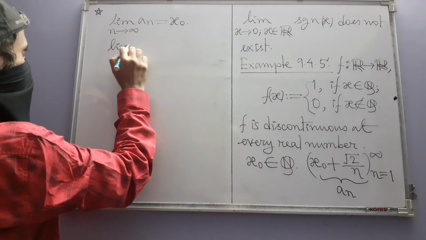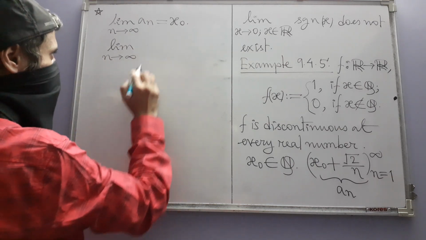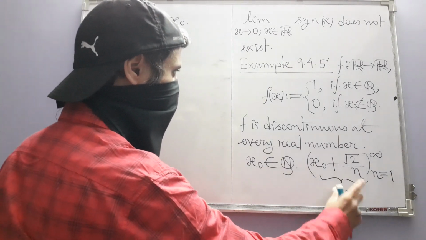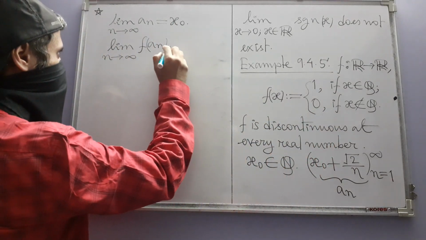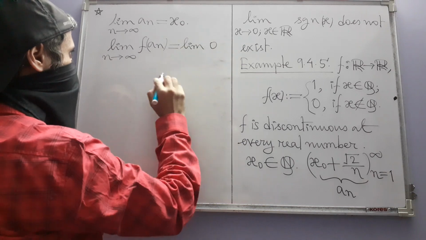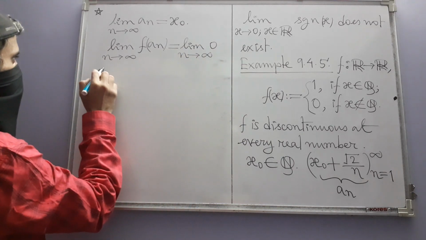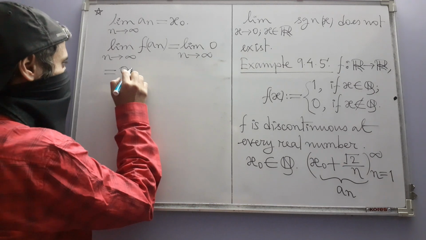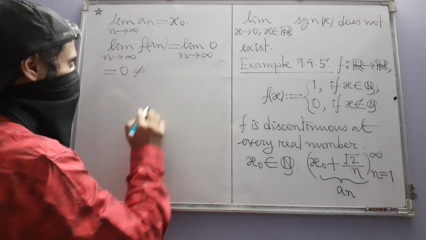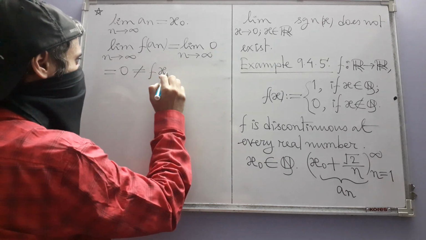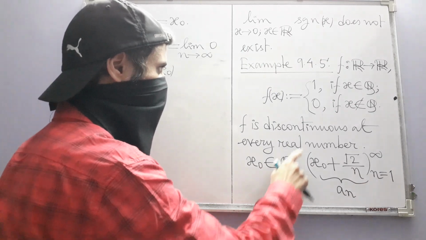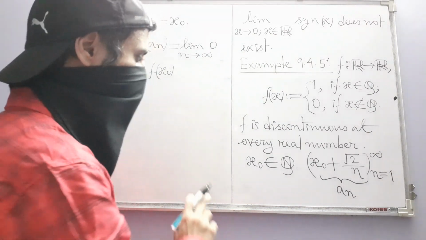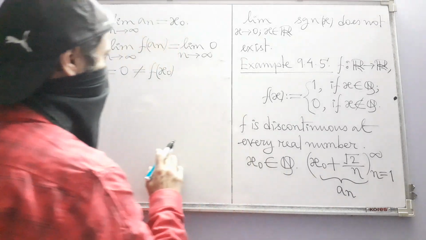However, what about this? Because all the an's are irrational numbers, the functional values are 0. In other words, here we are looking at the constant sequence 0, and that converges to 0 of course. However, this is not equal to f of x naught, because x naught itself is rational, so f of x naught is 1, and hence by the sequential formulation of limits, this limit does not exist.